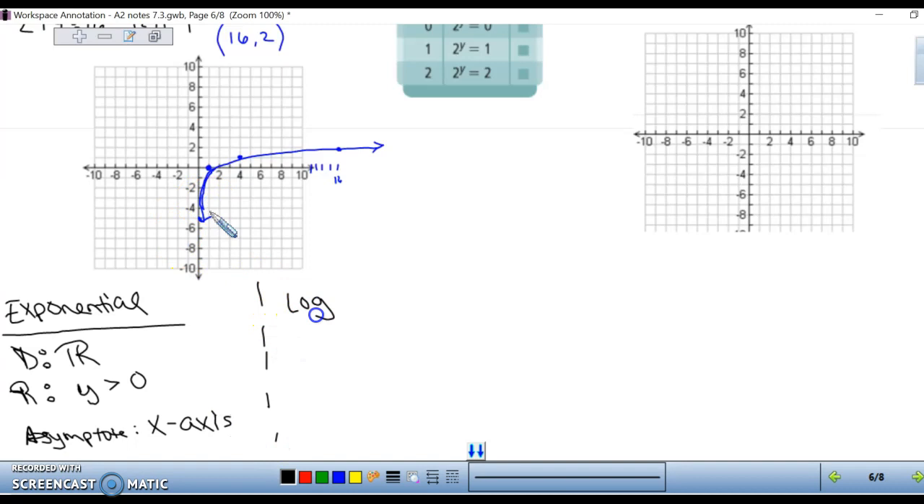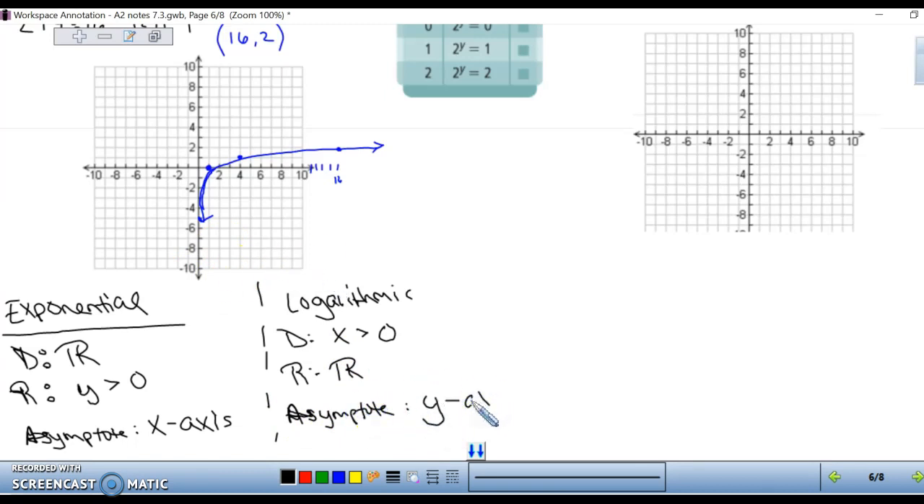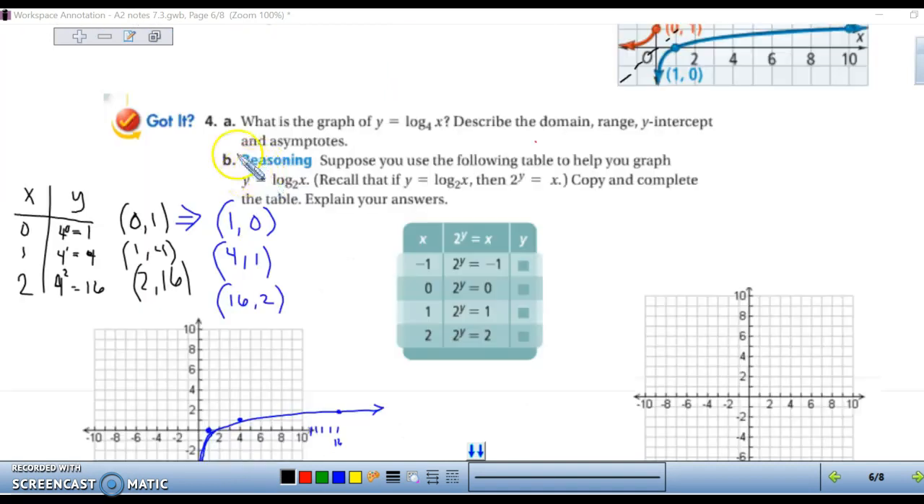With a logarithmic function, because they're inverses, the domain and range are going to switch places. So that means the domain is x is greater than 0, and the range is all real numbers. The asymptote is going to switch axes, so now the y-axis is the asymptote for your logarithmic function. We're going to skip 4b as well as the table and that graph.